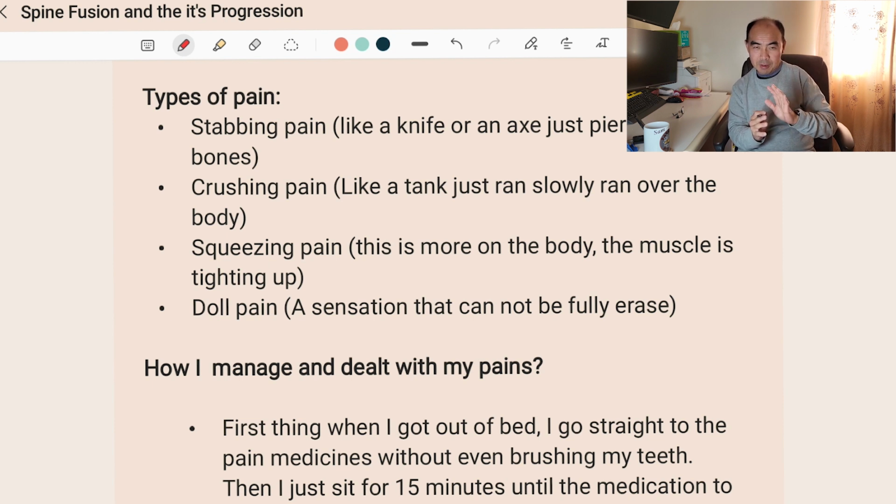Dull pains are probably the most relaxing, or so-called the best moment. But don't look at dull pains as a good pain. It's not. That pain just kind of lingers on, and you feel the pain, but you can't get rid of it.